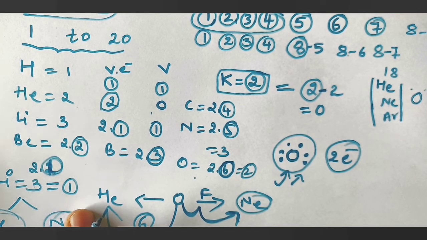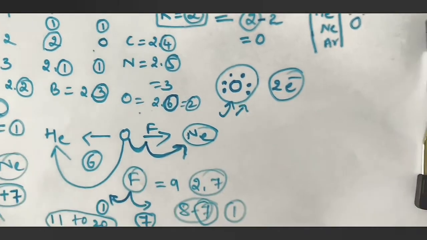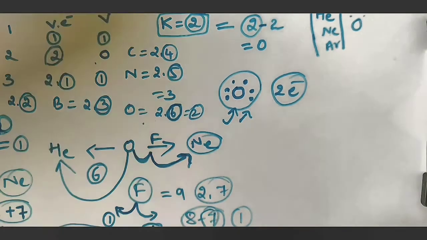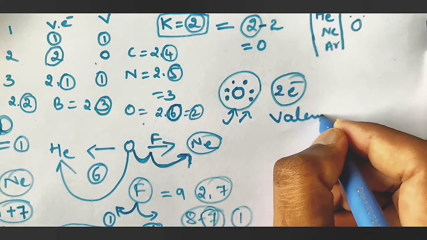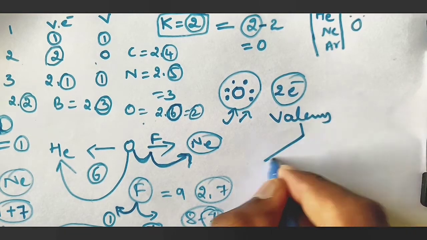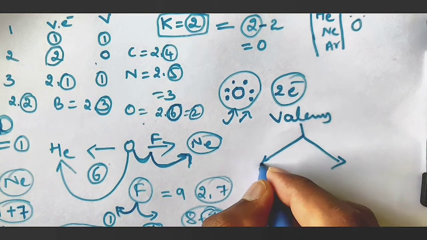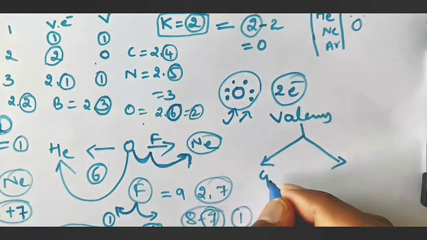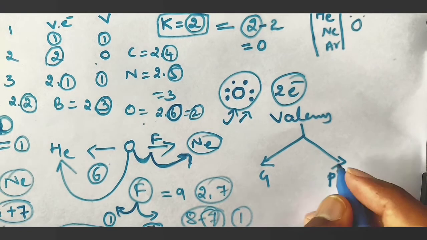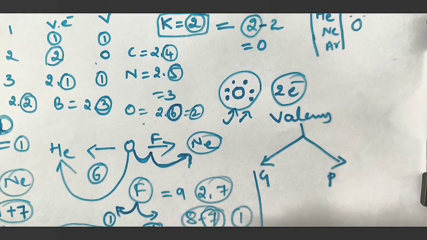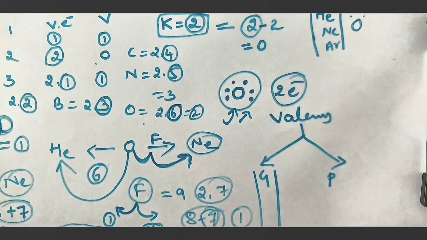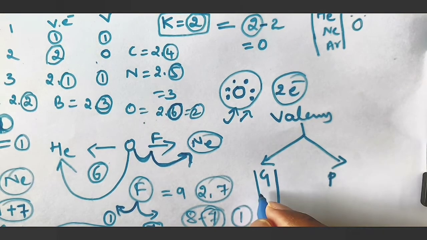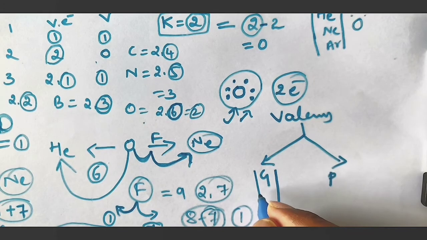Now what is going to happen to the valency in groups? You understood what valency is and how to find it. Now you need to understand what happens to the valency in the groups and in the period. In a group, valence electrons are the same. If the valence electrons are the same, valency is also the same. Whatever element you take in the group, valency will be the same.